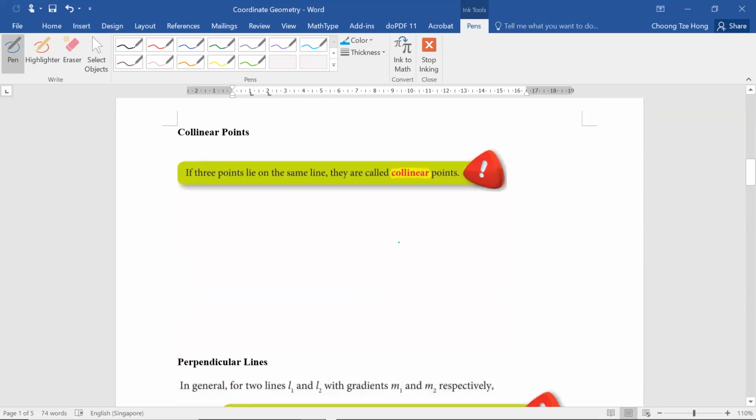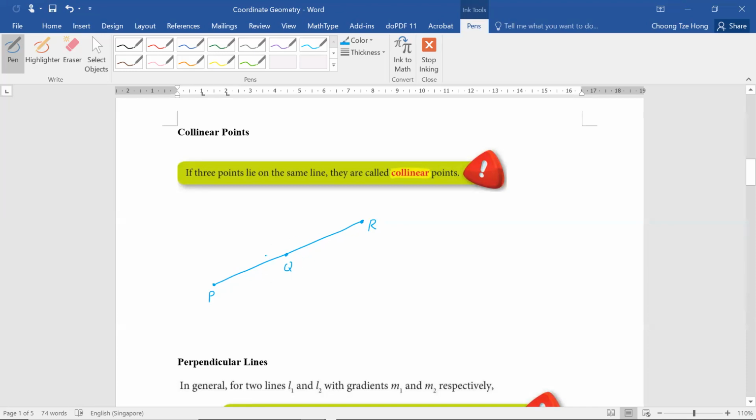Next thing, collinear points. So what will constitute points being collinear? If 3 points lie on the same line, then they are called collinear points. What they mean is that if you have 3 points, so if you have P here, Q here, and R over here, and they lie on the same line, then these 3 points are collinear.